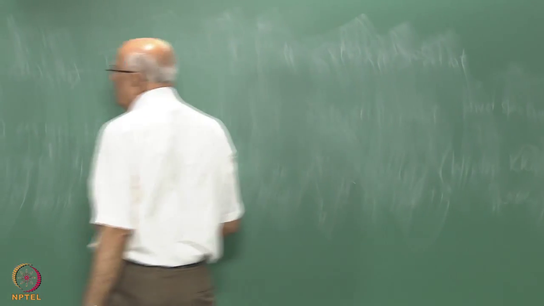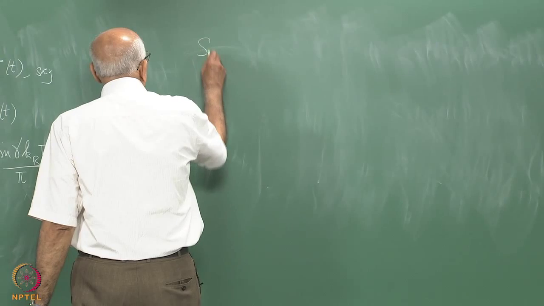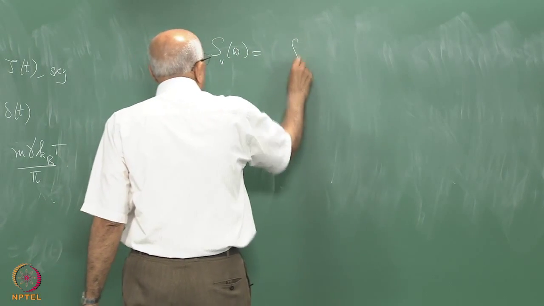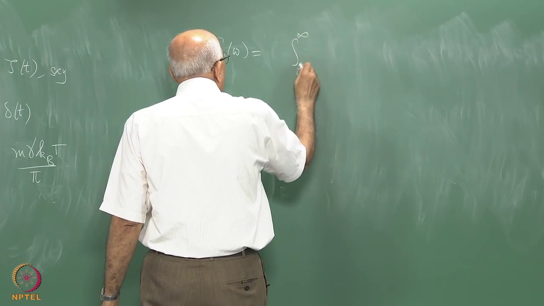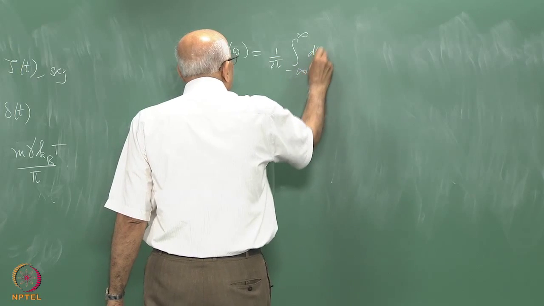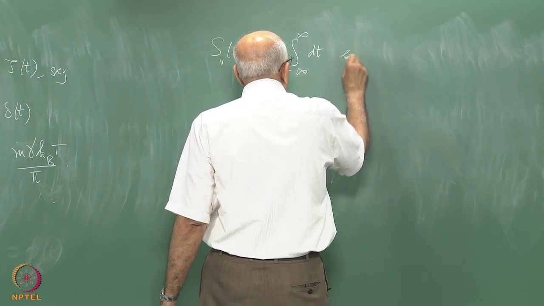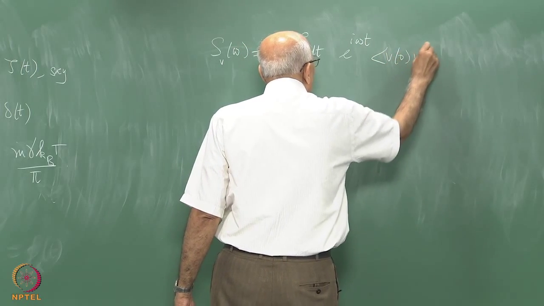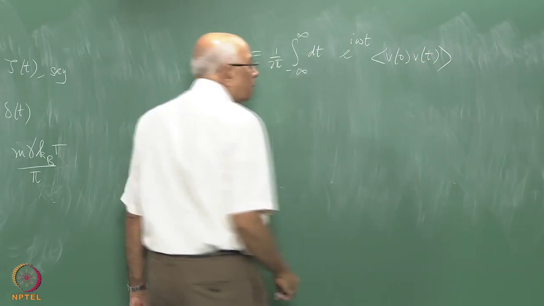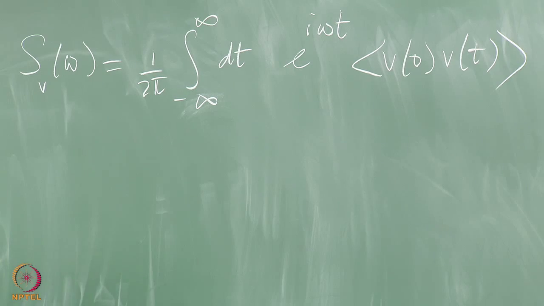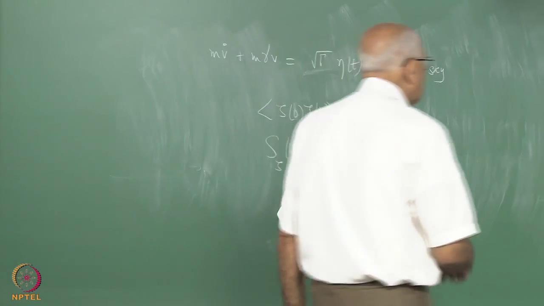So the output variable has S_V of omega equal to, once again, the integral from minus infinity to infinity, 1 over 2 pi, dt e^(i omega t) times <V(0)V(t)>. But we know what <V(0)V(t)> is in equilibrium. We computed it. It's kT over m times e^(-gamma |t|). We computed it. So let's write that down.